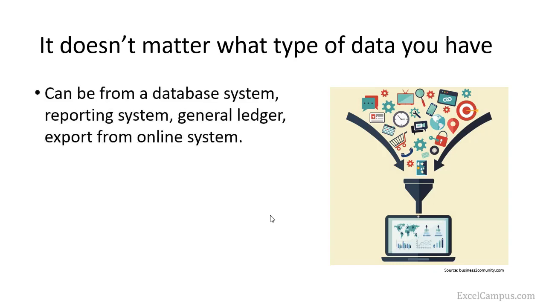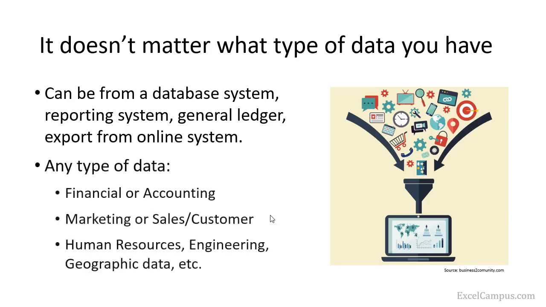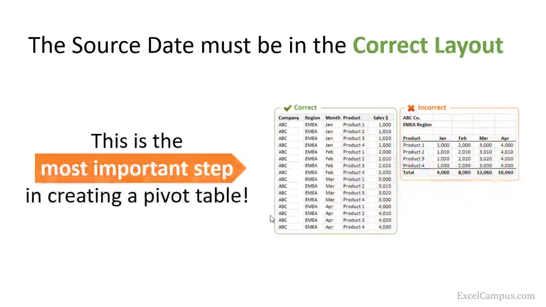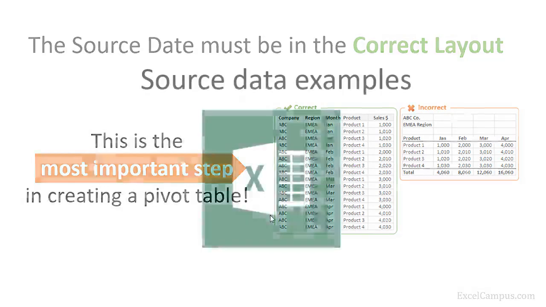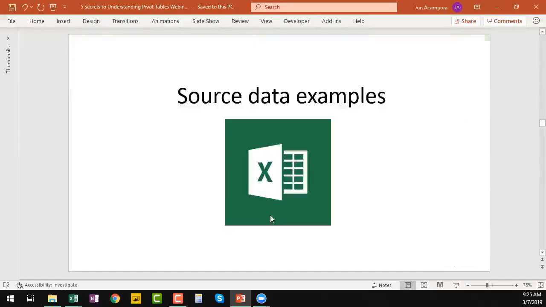It could come from some kind of database, general ledger system, an export from an online system or something like that. Any type of financial or accounting data, doesn't matter where this data comes from, it's all about the source data. It must be in the correct layout for the pivot table. So let's look at some examples.